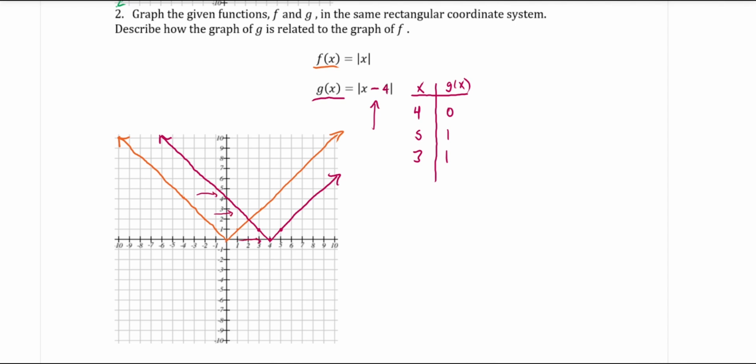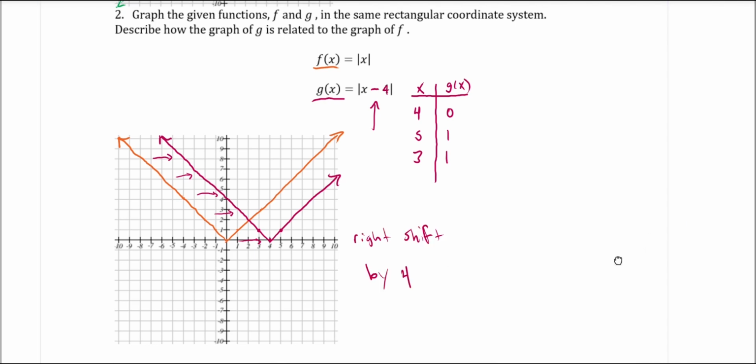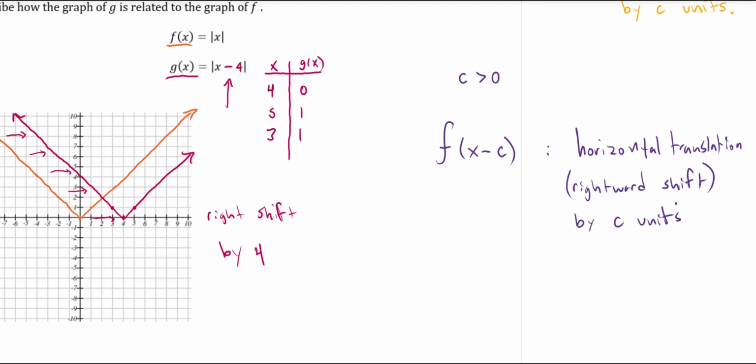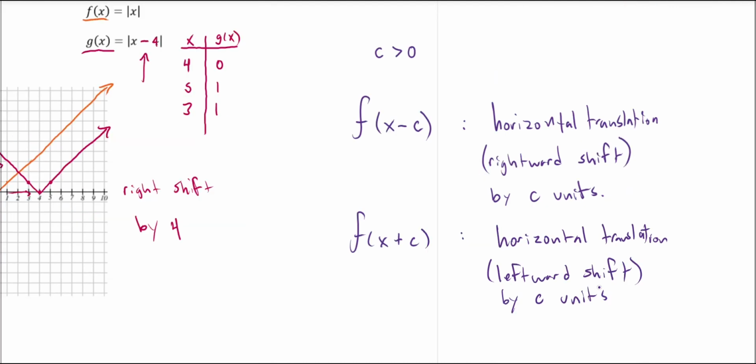The critical observation here is that we note that the graph has been shifted to the right, and that it's been shifted to the right by 4 units. And this brings up 2 more fundamental transformation rules that we should take note of. Again, for simplicity, let's let c be a positive constant. Then f of x minus c is going to be a horizontal translation, and specifically a rightward shift by c units. And correspondingly, f of x plus c would be a horizontal translation in the leftward direction.